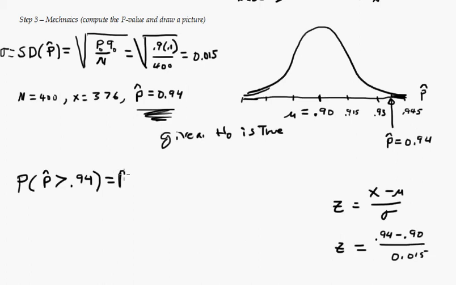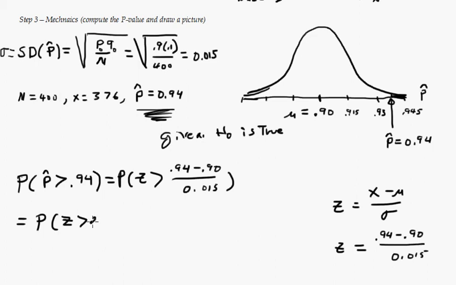So I'm just going to rewrite it here. The probability of Z greater than 0.94 minus 0.90 divided by 0.015 is equal to the probability of Z greater than, and I get 2.67. So Z is equal to 2.67, and that looks about right, right? Because that's 2 standard deviations and a little bit more than half. Okay, so our drawing's reasonably consistent.